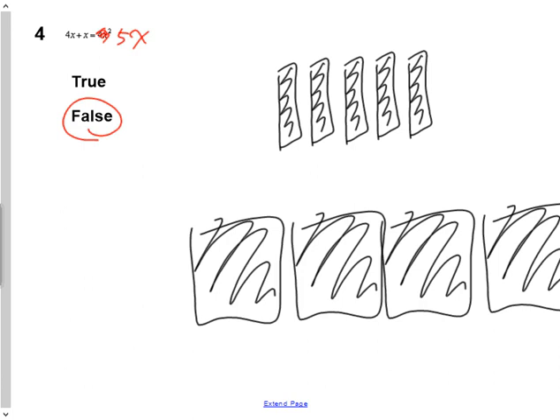Now, conversely, let's pretend this question was something different. Let's say it was 4x squared plus x. In this particular case, I can't add them at all because they are not like terms. Yes, they share the same variables, but they don't share the same exponents. So therefore, 4x squared plus x simplified is 4x squared plus x. You cannot gather like terms.